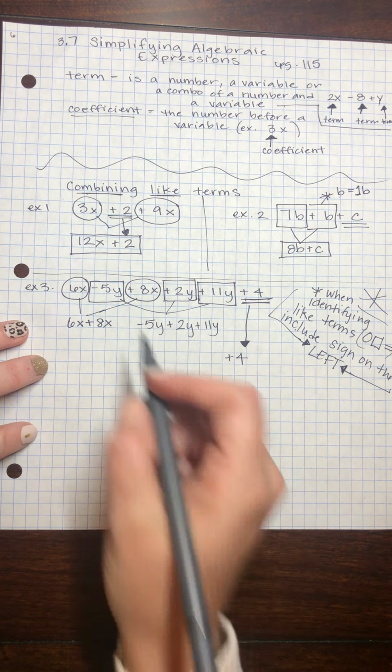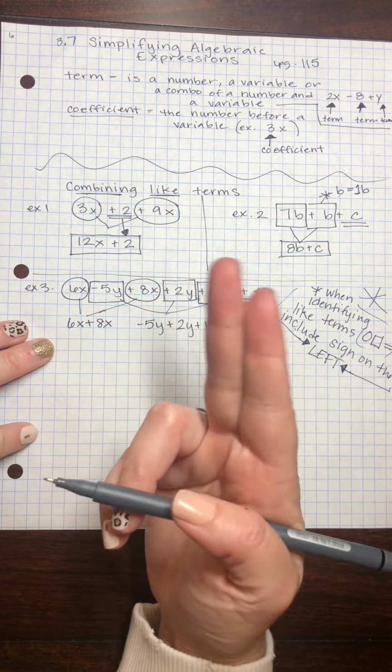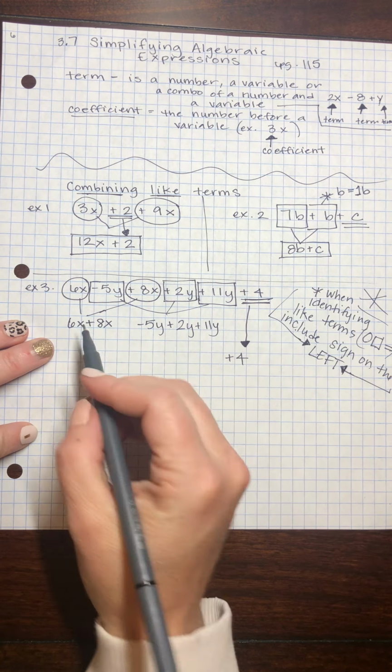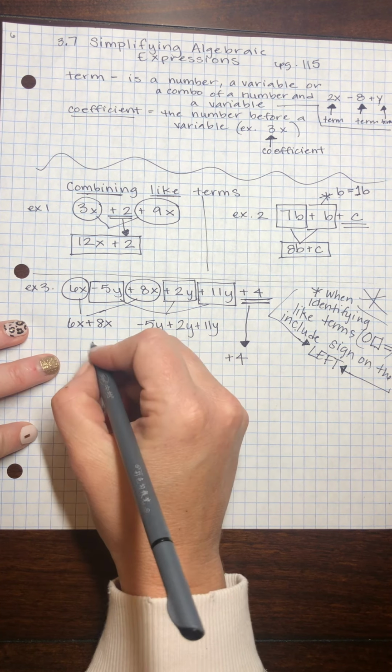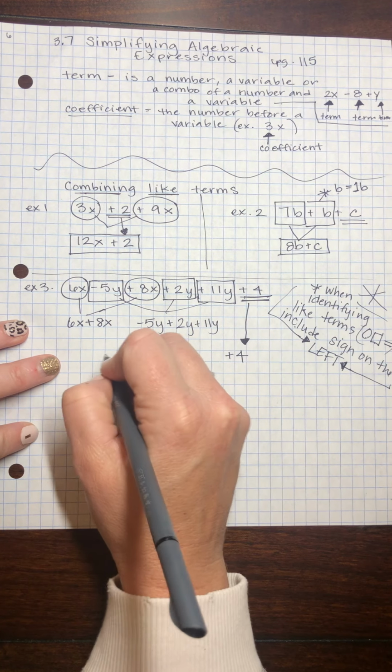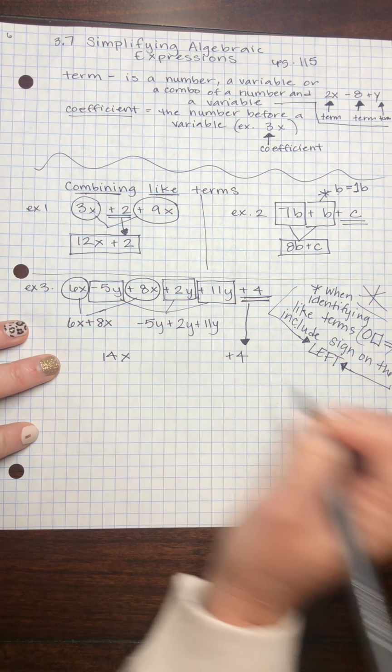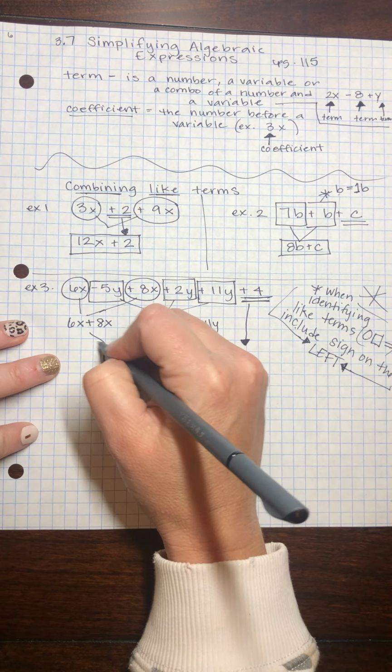Okay, so 6 plus 8, whatever these are, I'm combining two together, and so I should get more. So 6 plus 8 gives me 14. So I'm going to have 14 x's. Okay, 14x.